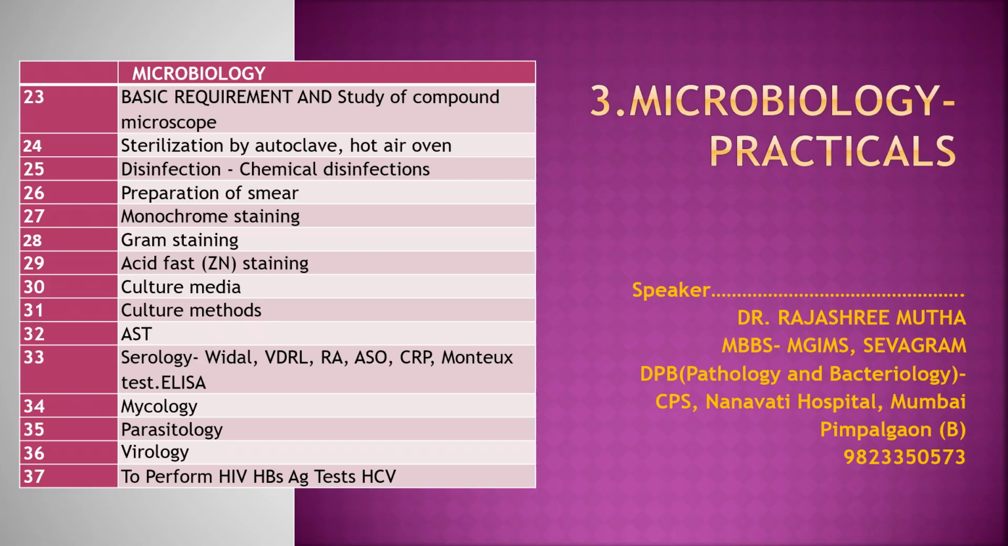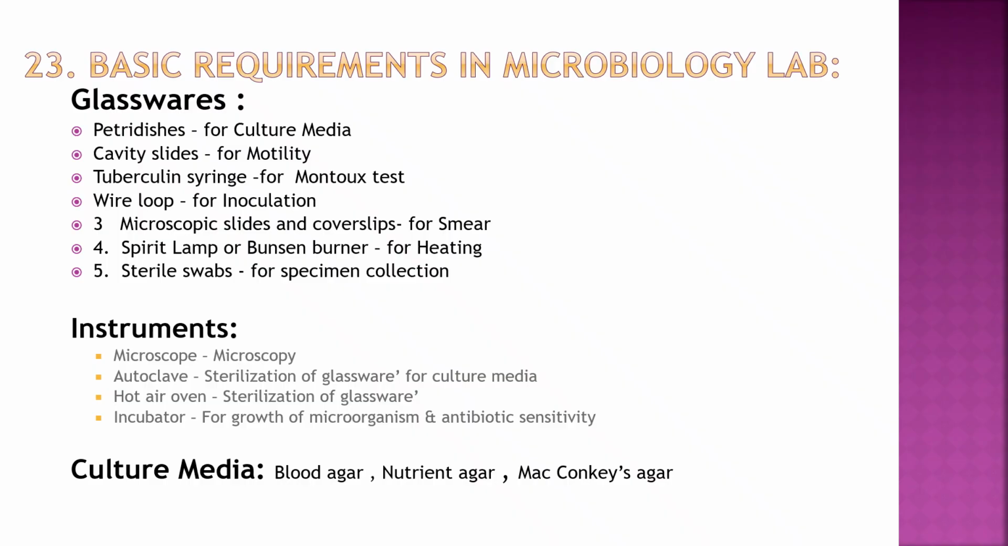Let's study microbiology practicals. Hello students, today we will see basic requirements in a microbiology laboratory. Some glasswares are required: petri dishes for culture media, cavity slides for motility testing, tuberculin syringe for Mantoux test, wire loops for inoculation of sample, microscopic slides and cover slips for smear making and staining like Gram stain and ZN stain, spirit lamp or Bunsen burner for heating, and sterile swabs for specimen collection or inoculation of sample for antibiotic sensitivity testing. Instruments include the microscope for microscopy of wet mount preparations or stained smears like Gram stain and ZN stain.